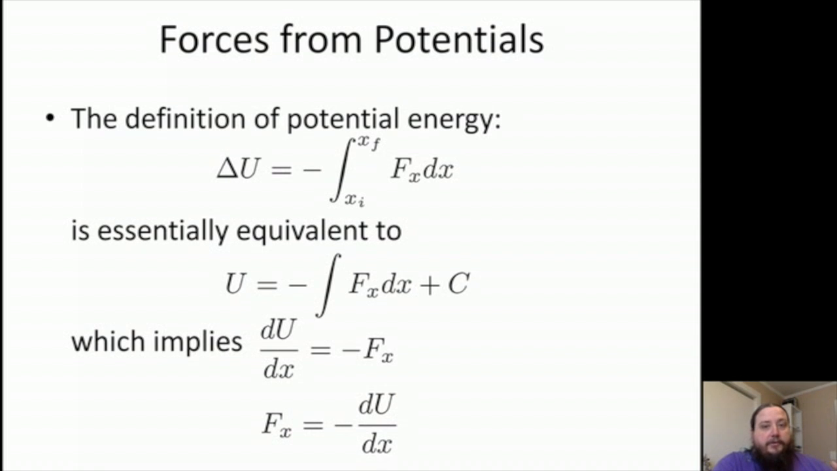integral from some initial position to some final position of the component of force along some path. And that integral is essentially equivalent. We could write it in terms of an indefinite integral as minus the antiderivative of this quantity of f dot dx along some path plus some arbitrary constant. The arbitrary constant essentially being related to your definition of whatever the 0 point of potential energy that you chose is.